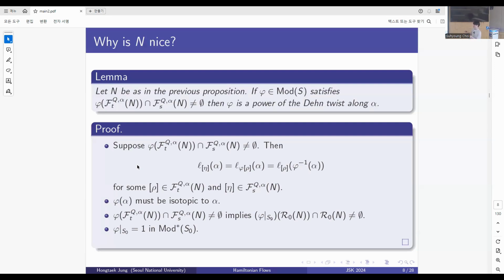You can imagine, you have a self-diffeomorphism. It preserves alpha, and it is the identity on the neighborhood of S naught. Then that must be the Dehn twist. You can imagine this.